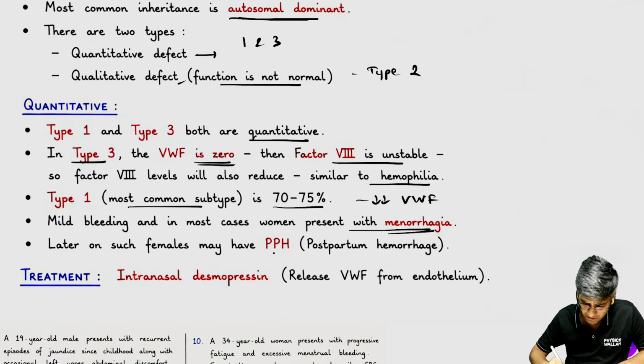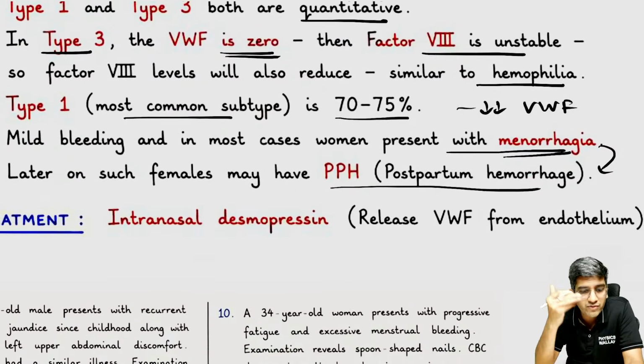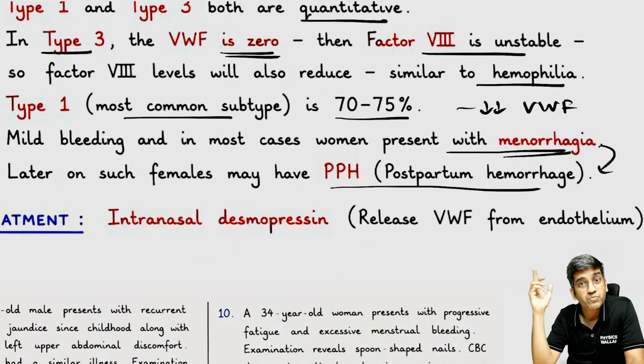Unexplained menorrhagia. The reason why I have to diagnose them is that later on, when the woman grows and gives birth to a baby, the same von Willebrand will also cause postpartum hemorrhage. We have to know them because we have a treatment.